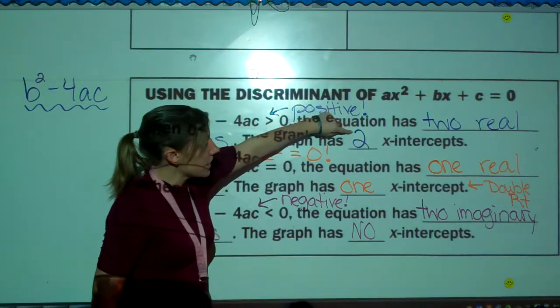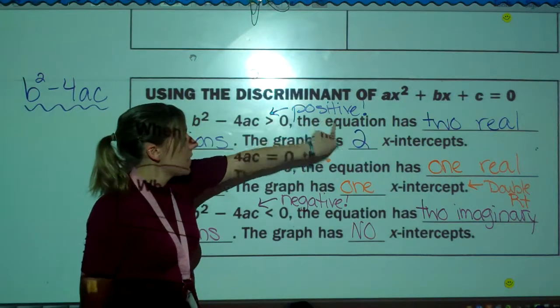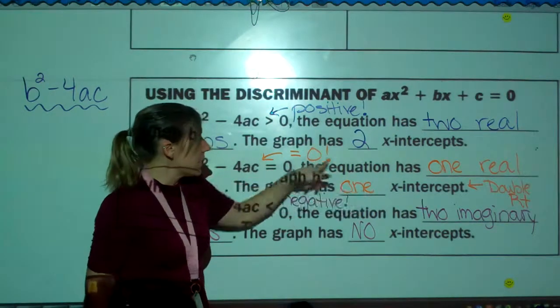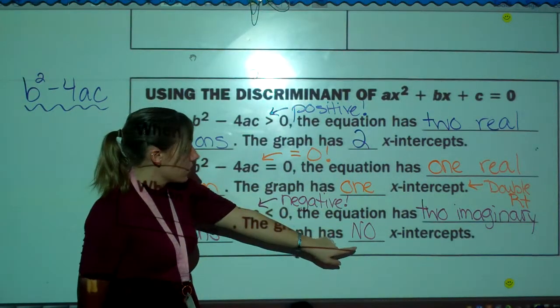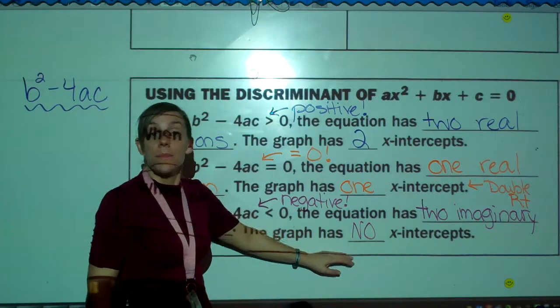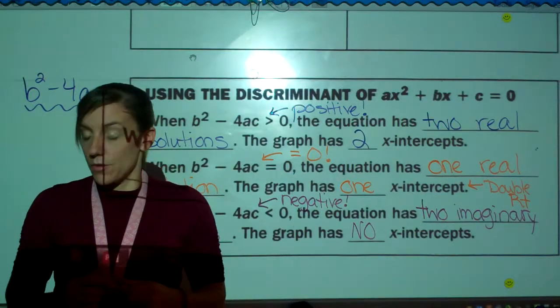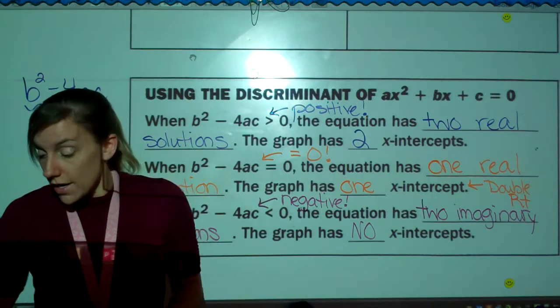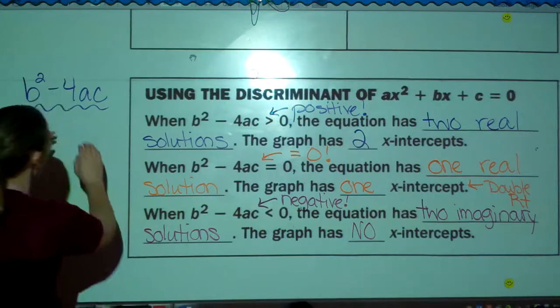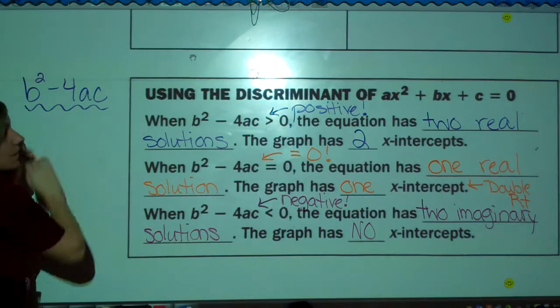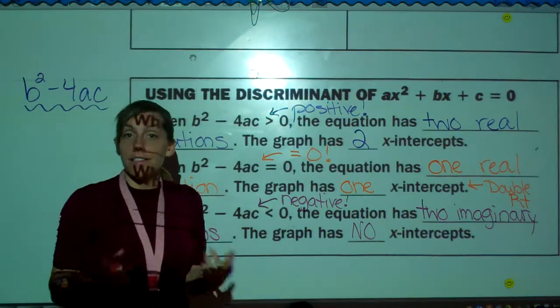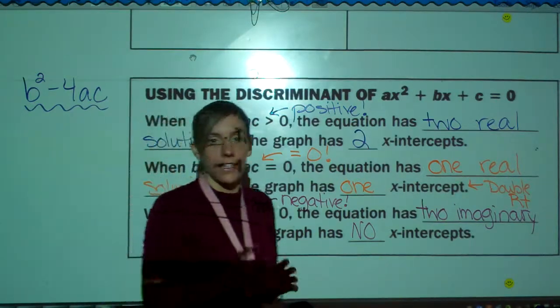So this is going to cross the axis twice if it's positive. It's going to cross the axis once if it's 0. And it's going to not cross the axis because it's imaginary if it's a negative, because that means it's impossible. Okay? So we are just going to look at just the discriminant part and decide, well, what would the graph look like in general, okay?